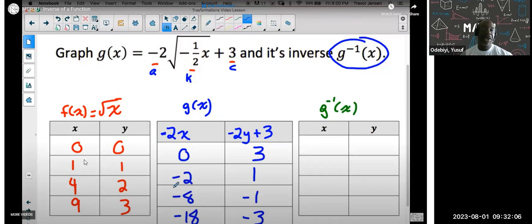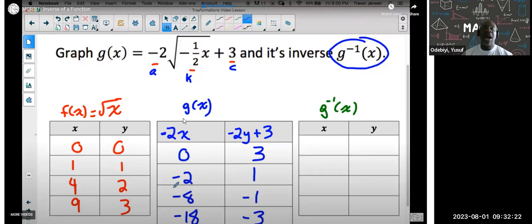The original was 0, 1, 4, 9. I'm going to multiply each of them by negative 2. So I have anything times 0, 0. 1 times negative 2 is negative 2. 4 times negative 2 is negative 8. 9 times negative 2 is negative 18.